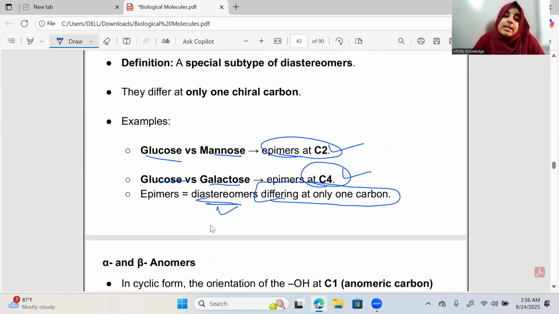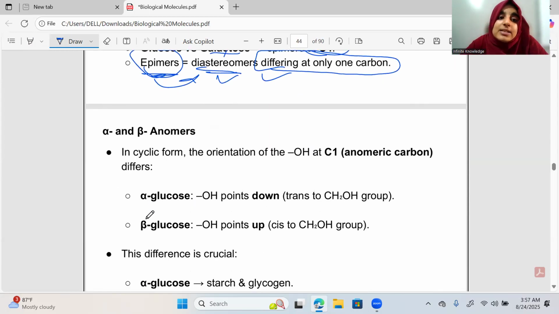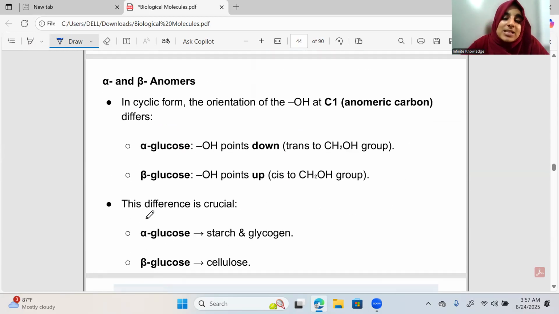So when I say that all epimers are diastereomers, is this statement true? Yes, this is true, because epimers are just diastereomers which differ at one carbon atom. But if I say that all diastereomers are epimers, is this statement true? No, this statement is false. Why? Because diastereomers can differ at more than one carbon atom, whereas epimers differ only at a single carbon atom. So I hope this is clear.